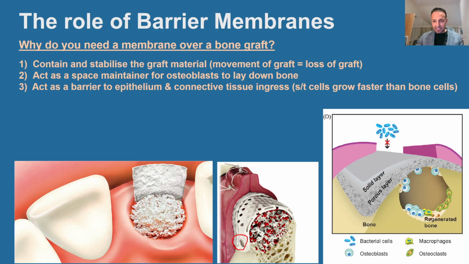So you can see here we've got a membrane represented by the solid and porous layer. Usually they come in a bilayer structure, and this is what this diagram is showing. You can see the bone defect in here where we need the bone to start to grow. We place the bone graft into this hole, the membrane goes over the top, and you can see that the connective tissues and epithelial cells cannot grow down because they're blocked by this barrier, and it allows the bone to lay down gradually.